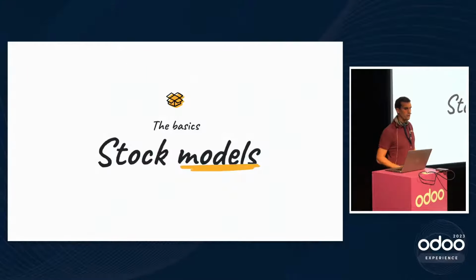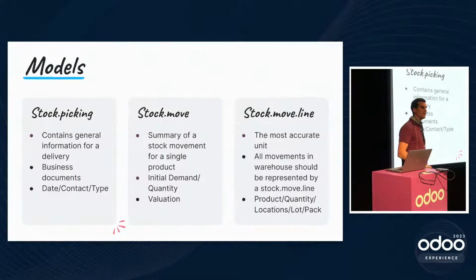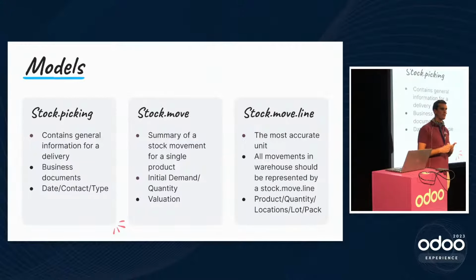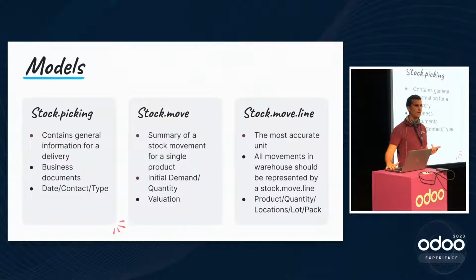So in stock, we will start with a basic transfer. So you are doing a receipt or you are doing a delivery. You have three main objects. The first one is the stock picking. The second one is the stock move. And the third one is the stock move line. So let's begin with the picking.